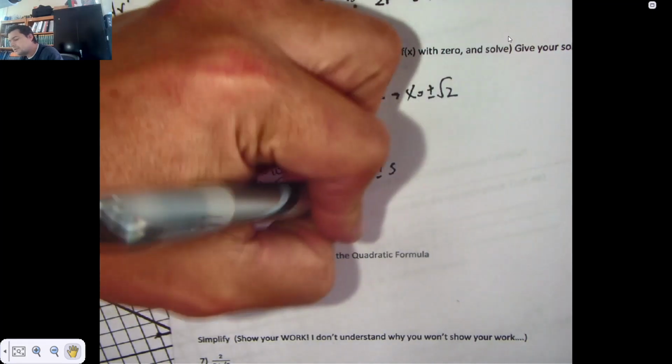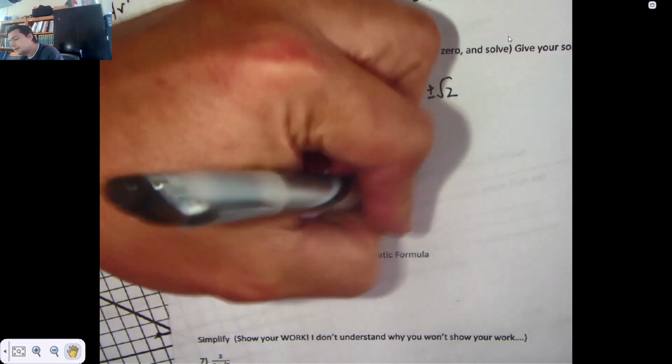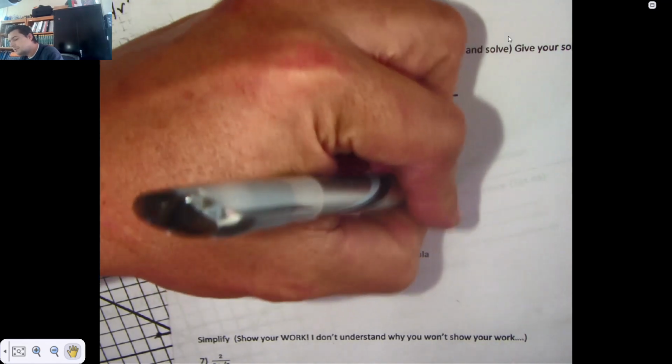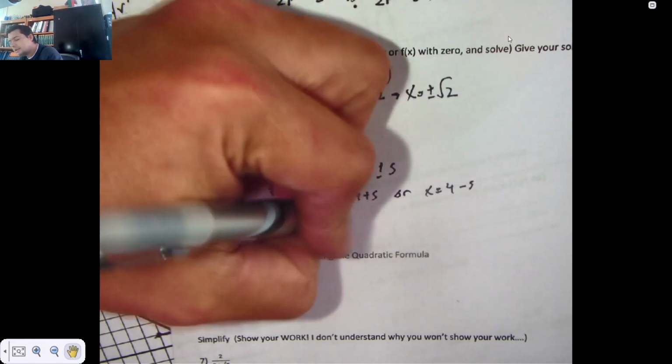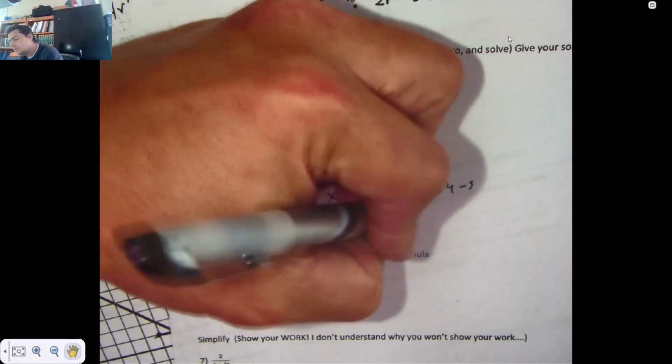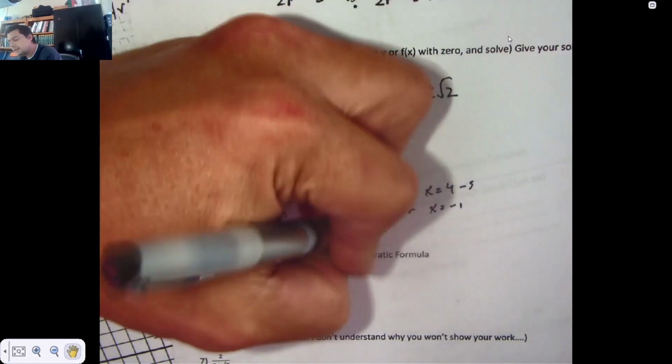I add 4 to each side. I have 4 plus 5, or x is 4 minus 5. I get that x is 9, or I get that x is negative 1. So my ordered pair here would be 9, 0, and negative 1, 0.